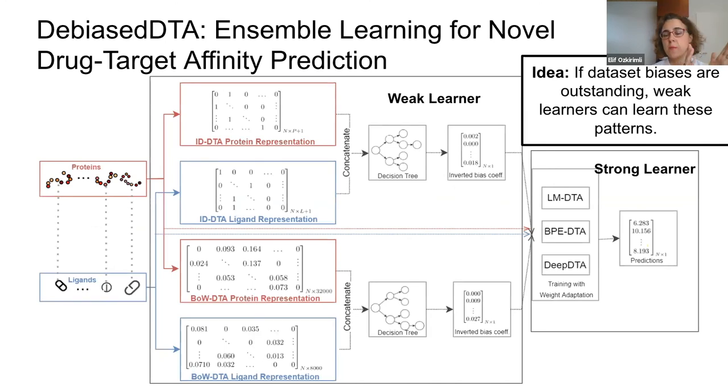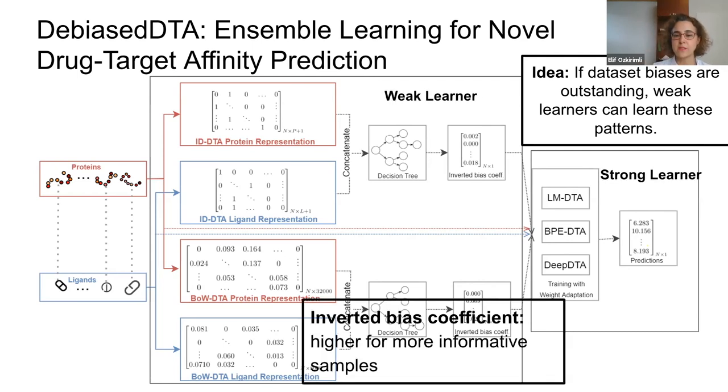The idea is that if dataset biases are outstanding, then weak learners can learn these patterns. And then you use these patterns to build something called an inverted bias coefficient. So you say, the weak learner has learned this pattern. Well, that's a surface pattern. Let's invert that and try to suppress it, right? And the inverted bias coefficient is higher for more informative samples.